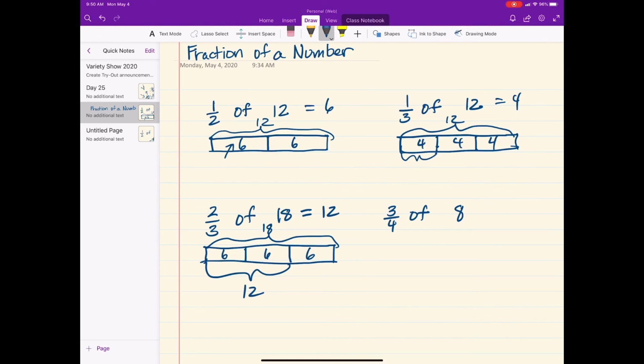Last example. We have 3/4 of 8. Well, you can see 8 divided by 4 is 2 in each part. And if we take 3 of the fourths, we'd have 6. So 3/4 of 8 is 6. And that's the concept of fraction of a number.